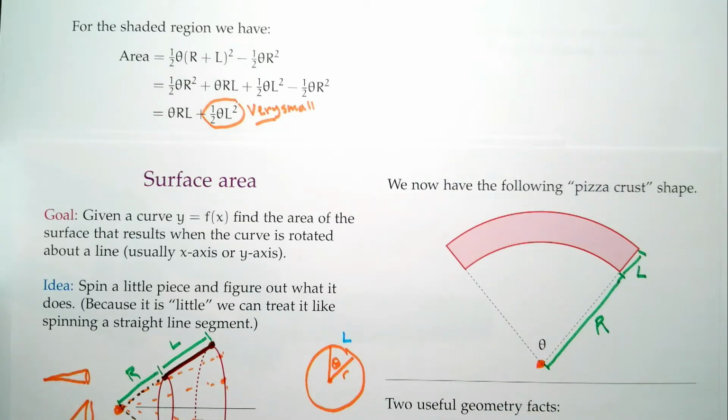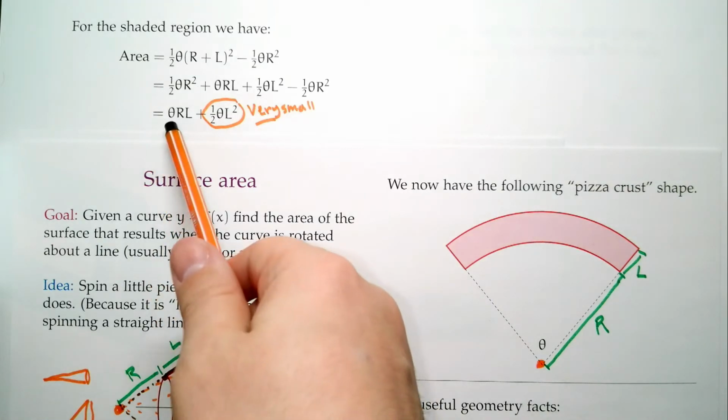So in some sense, that's the part I'm just going to ignore and say that's my error, and that's going to get very small. And in the limit, that's going to go away. So now I'm going to focus on the theta times r times L.